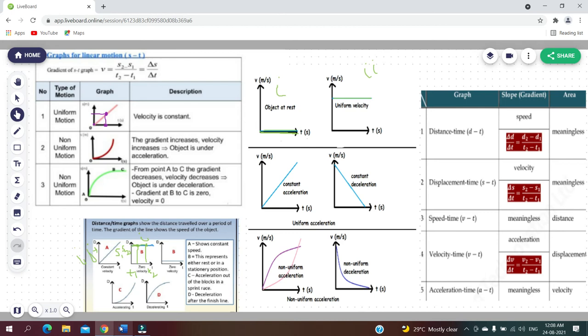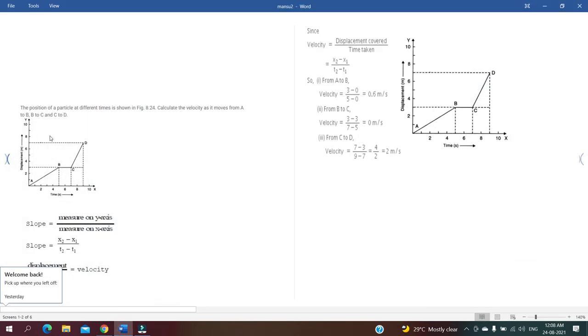Now we will do one numerical. In this case, this is a displacement time graph of an object, and its position at different times is shown to you.